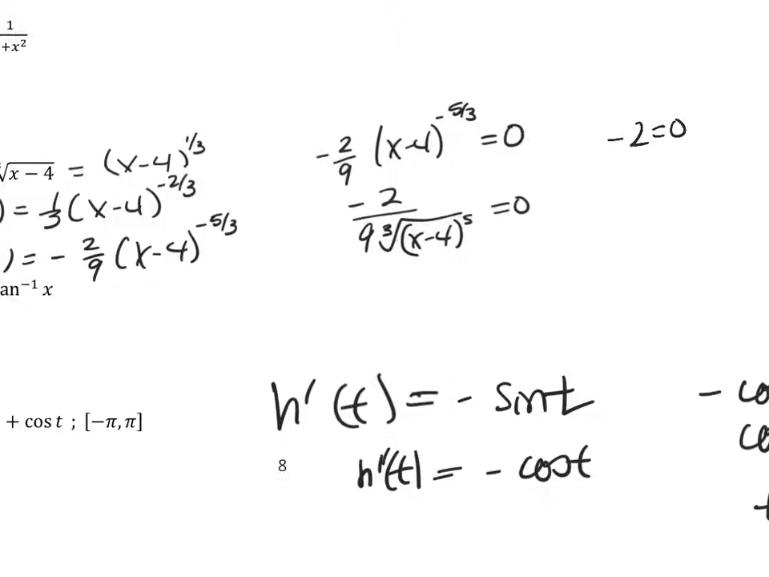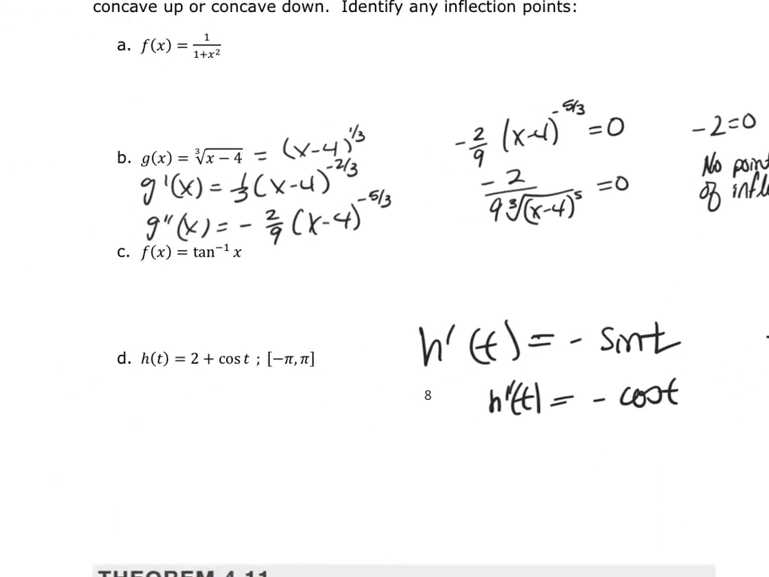So does this have any critical points or points of inflection? No, there's no point of inflection. Because you got to be able to solve them. If you can't solve them, if you get something like a complex number or you get this false statement, that means that we have no points of inflection. Can you imagine if we just proved negative 2 equals 0? I'm not going to do that.